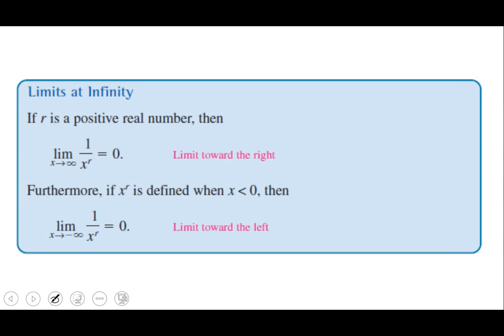Another very important limit rule, so make sure you write this down. If r is a positive real number, then the limit as you go to both positive and negative infinity of 1 over x to the r is always going to be equal to 0.